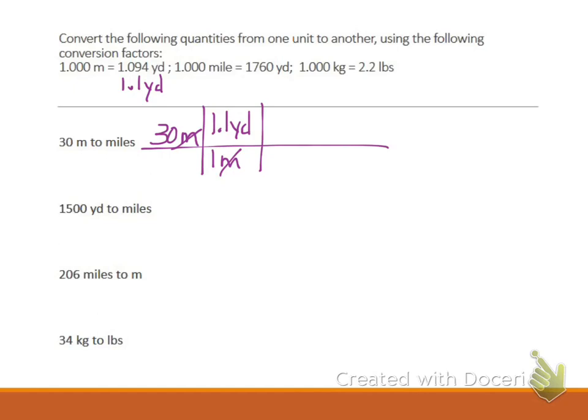Now we've got yards. We want to get rid of yards, so where do we put yards? On the bottom. And that conversion factor is this one right here. So 1760 yards is equal to 1 mile. Yards canceled. Now we have the unit that we want, so we stop putting things down. Now we multiply the top and we divide by the bottom. So go forth and conquer that in your calculator. And you should get a decimal if you did it correctly. Who wants to give me their answer?